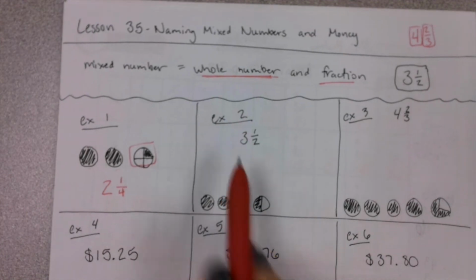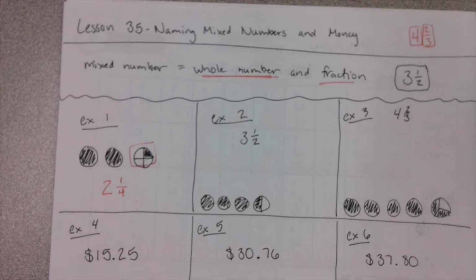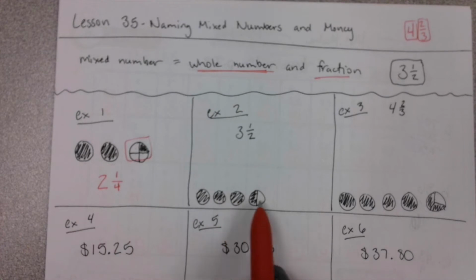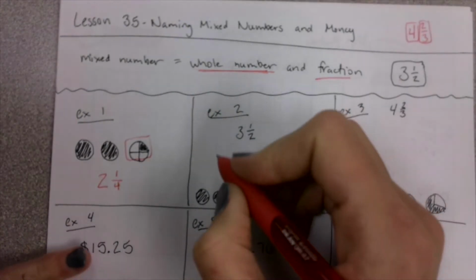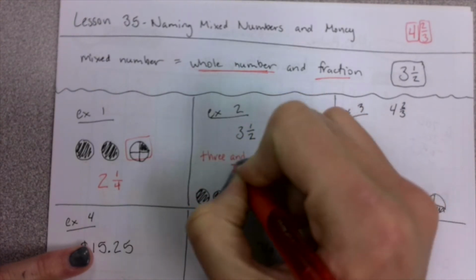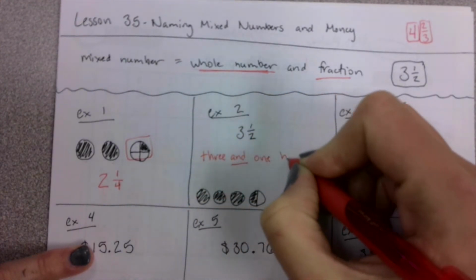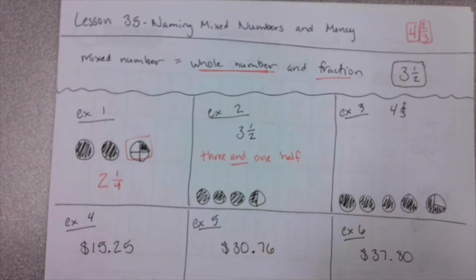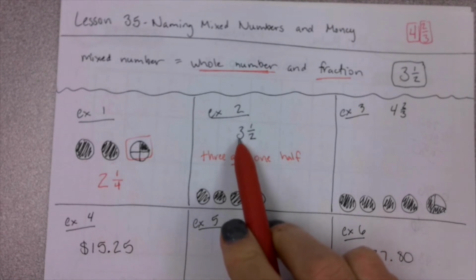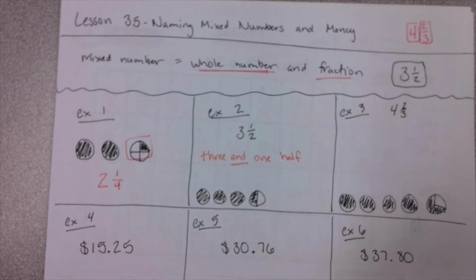All right, example 2 says use words to write 3 and 1/2. So here you can see 3 shaded in and 1/2 of this last one. So to write that, we'd say 3 and 1/2. This is 3 and 1/2. We put an and between our whole number and our fraction.